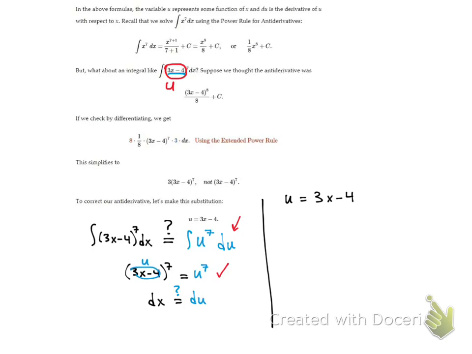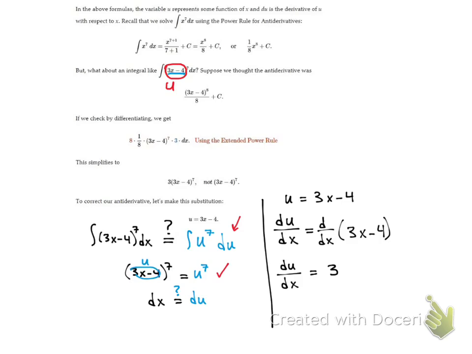Now we take the derivative on both sides. So we have du/dx equals the derivative of the right-hand side. Now the derivative of the right-hand side with respect to x will just equal 3. So we get du/dx equals 3. Now what we want to do is solve this equation for dx.